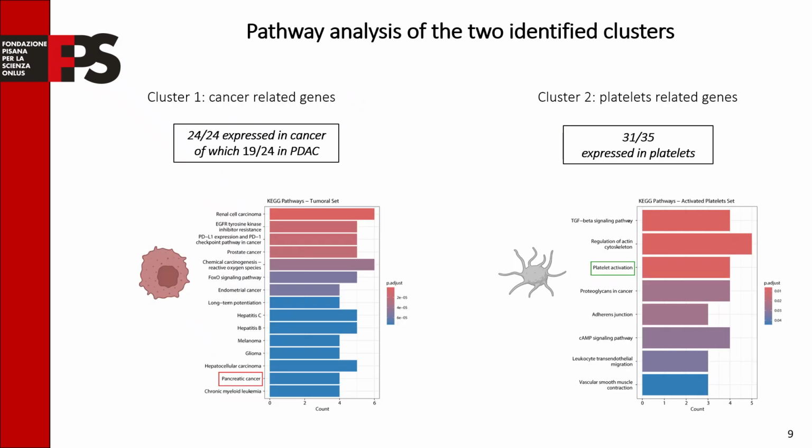After characterization with protein and RNA-seq external databases and with pathway analysis, the genes of the first cluster resulted linked to pancreatic cancer and cancer in general, and the second instead to the activation of the platelet, which was an important hint with respect to the phenomenon that we were investigating, so the tumor education of the platelets.